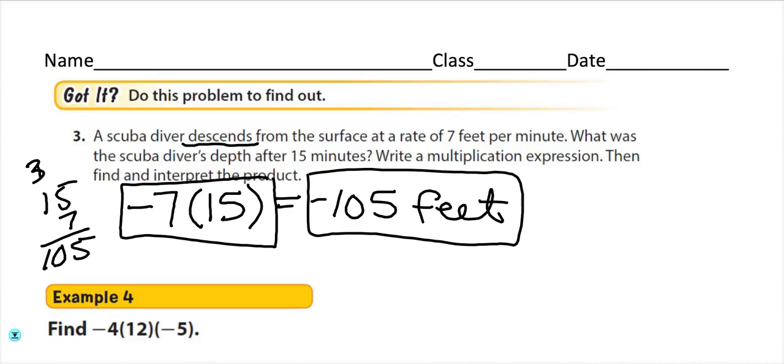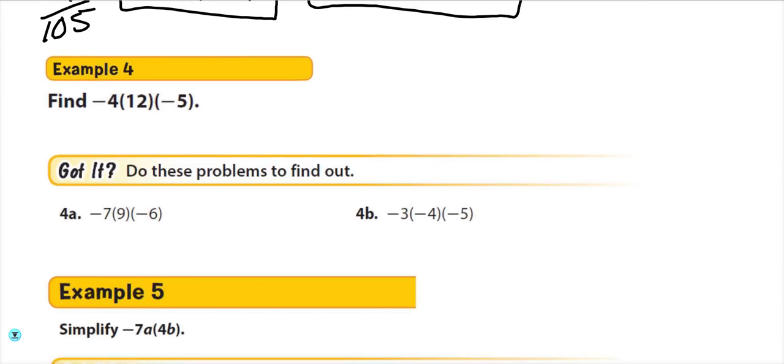All right, let's take a look at example 4. Let me slide this down a little bit. Here we go. It says find -4 times 12 times -5. Now, there's two ways you can do this. The first way is to just work it exactly how you see it. So we'll take -4 times 12, come up with that answer, and then get that times -5. Or you can multiply all three numbers together and then come back and figure out the signs. You can do it either way, and I'll show you both ways. So let's do it the first way first, and then I'll come back and show you the second way.